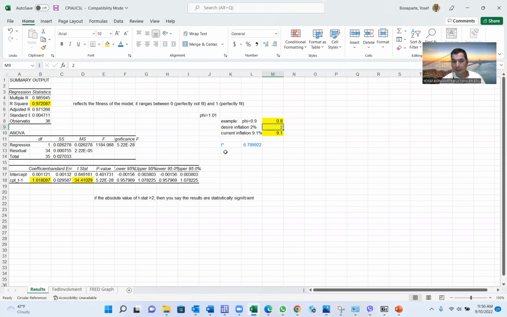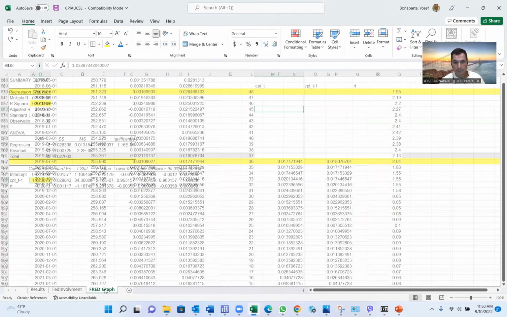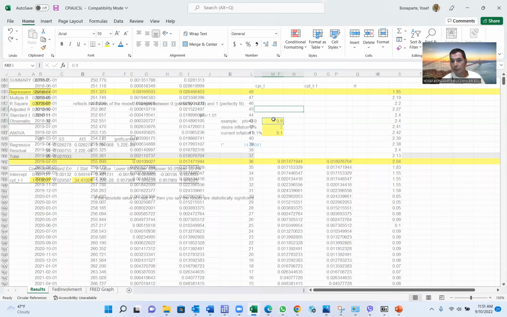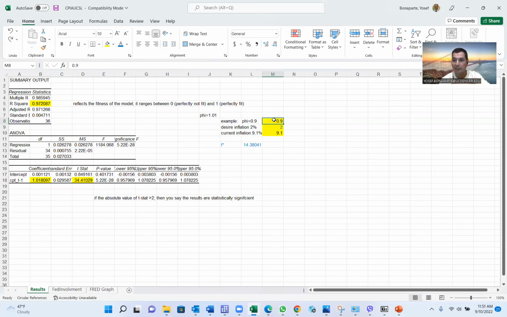Put a number and say in 6.78, if phi is 0.8, then in 6.78 months, we're going to go back to our normal inflation of 2%. Just say that to me. So I want you to put the data for 48 months, estimate the model and show me the results and the inference, and then go here, put any phi below 1, 0.95, 0.66, 0.3, whatever number you want, and explain what number you got.